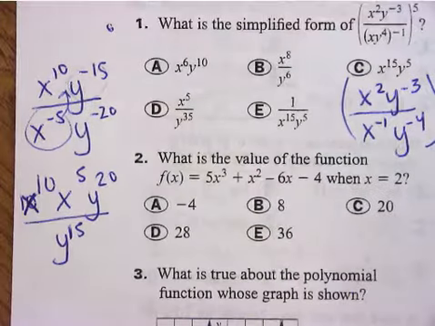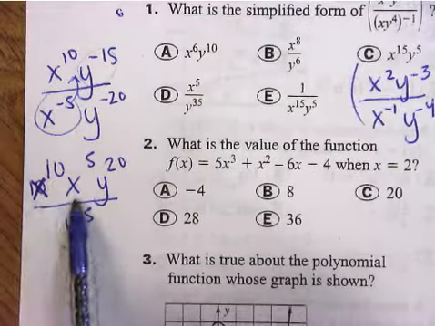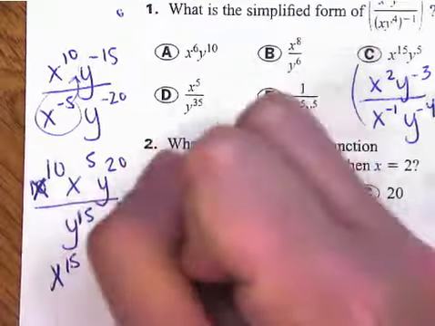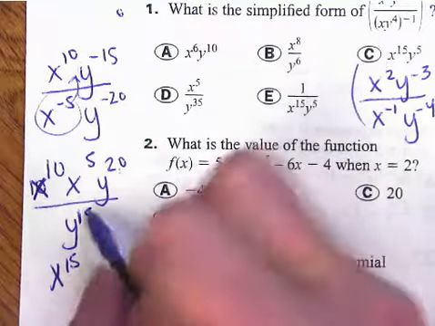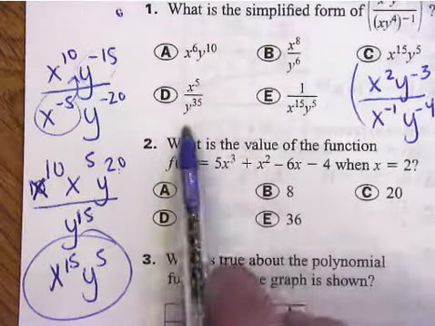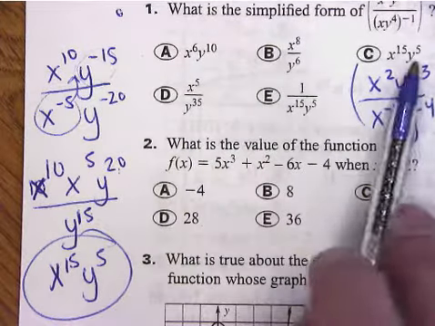And then once I get this far, I can combine like terms. So x to the 10th times x to the 5th is x to the 15th. And for y, I do 20 minus 15, and I get y to the 5th. And so then I look, and I find x to the 15th, y to the 5th. So I know my answer is C.